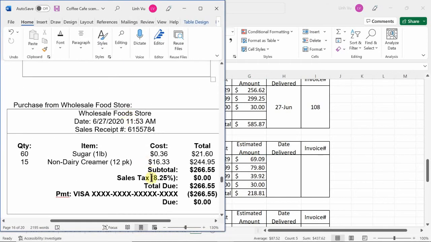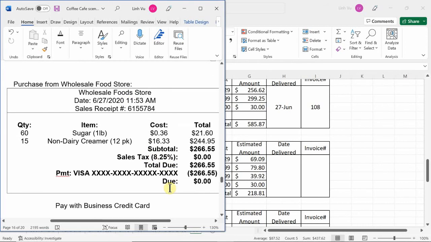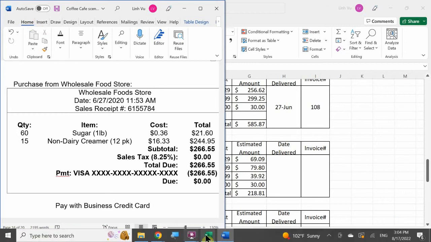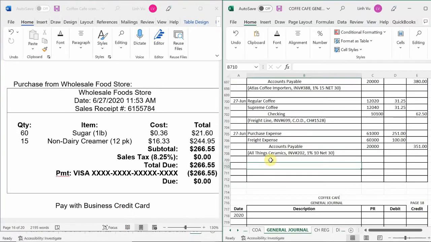Okay. It says right here, purchase from wholesale food store, right? We purchase more sugar and some more coffee creamer. We use our business credit card to charge for the purchases. So we need to go back and find in the general journal where we purchased sugar and non-dairy creamer before and do copy and paste on it. So for sure, not enough space here.